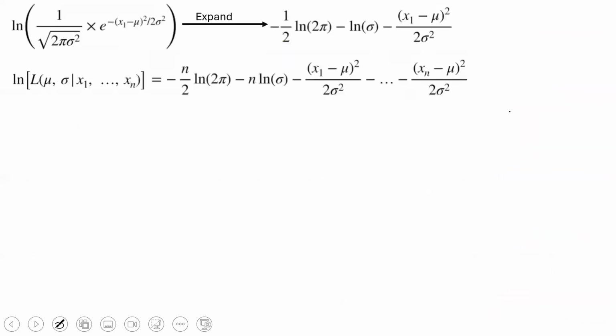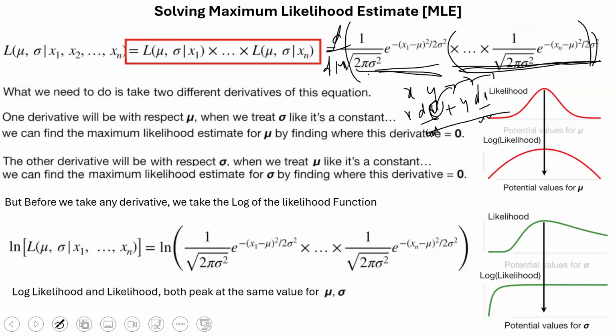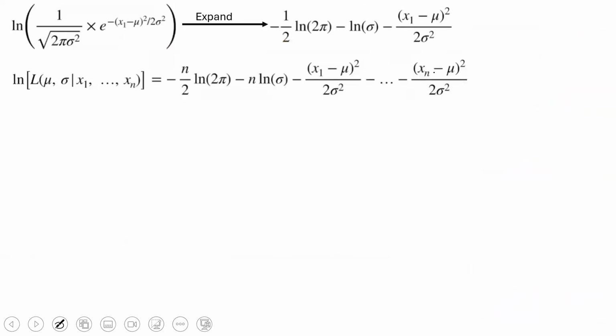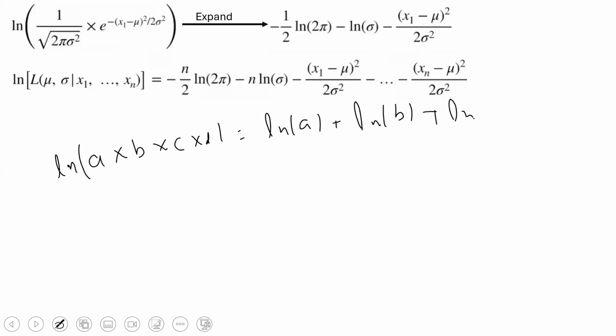But when you go back to the logarithm and expand this, look at how simple it actually looks. When you apply the log to this particular function, I'm taking only the first equation and applying the logarithm to it. The interesting thing you have to notice here is that the logarithm of a into b into c into d is nothing but ln of a plus ln of b plus ln of c plus ln of d. You are aware of this, right?